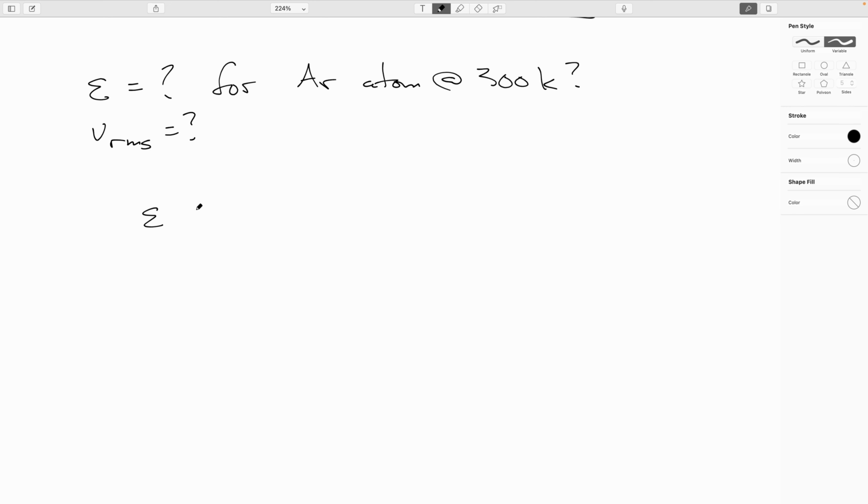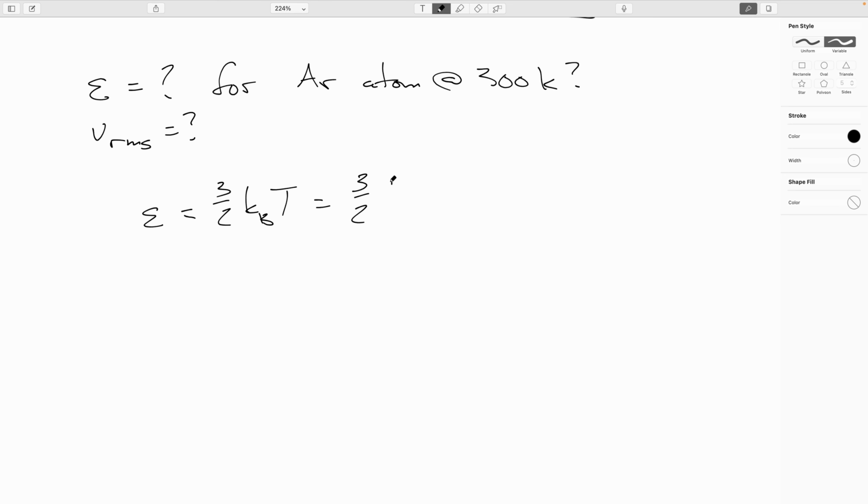Well, we have that the thermal energy of a particle is 3/2 kT, and it doesn't matter what the particle is. So it could be uranium, a lot heavier than argon. It could be hydrogen, a lot lighter. The average kinetic energy of that particle will be the same. Obviously, for a lighter particle, its speed will be higher, and for a heavier particle, its speed will be lower.